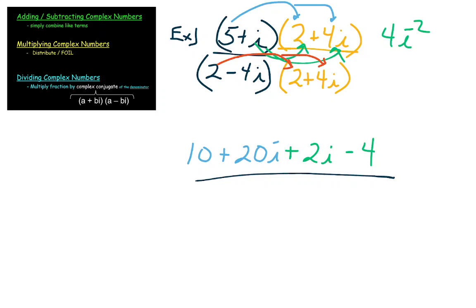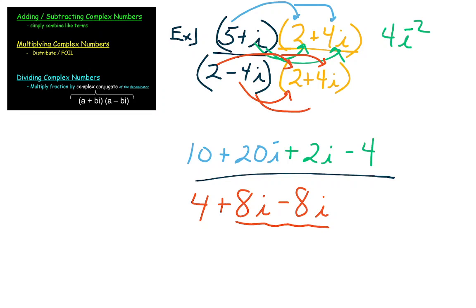So here we go again. 2 times 2, that's 4. 2 times 4i is 8i. Negative 4i times 2 is negative 8i. What's going to happen with those numbers? And then negative 4i times 4i. Now be careful here. Negative 4 times positive 4 is negative 16. i times i is i squared. Negative 16i squared. That's the same as positive 16. So what's going on here?